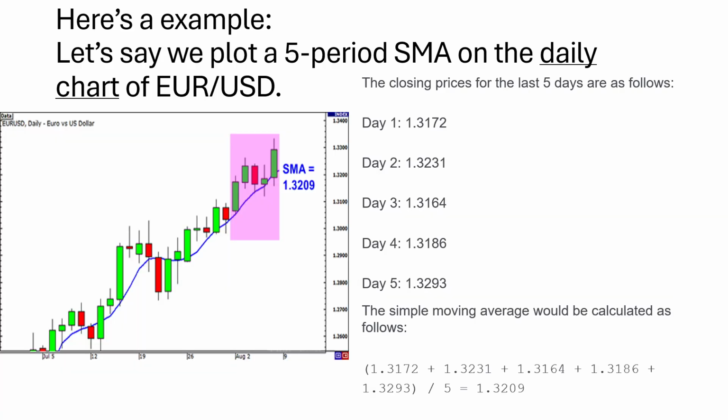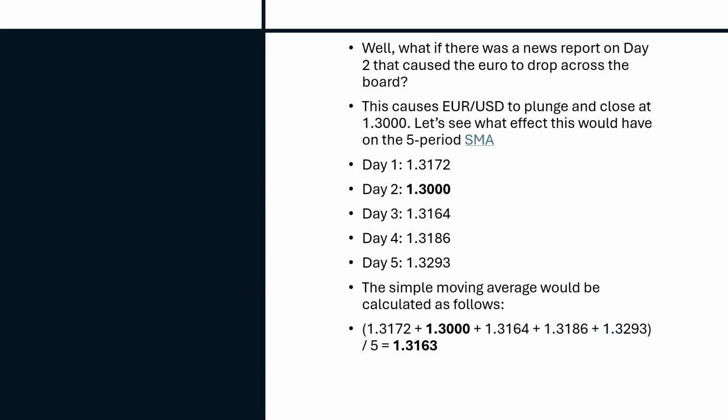Here's an example. Let's say we plot a 5-period SMA on the daily chart of Euro USD. The closing prices for the last 5 days are as follows. Well, what if there was a news report on day 2 that caused the euro to drop across the board? This causes Euro USD to plunge and close at 1.3000. Let's see what effect this would have on the 5-period SMA. The example and the numbers are down below.